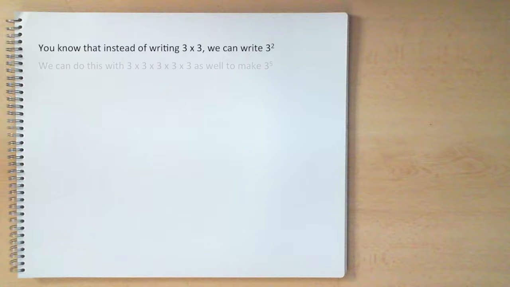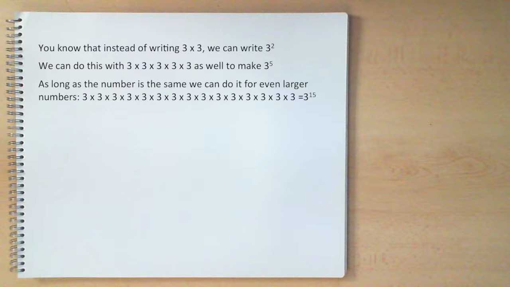We like to simplify things in maths as much as we possibly can. So, for example, instead of writing 3 times 3, we write 3 to the power of 2. We can do this with 3 times 3 times 3 times 3 times 3 as well to make 3 to the power of 5. As long as the number is the same, we can do this for even larger numbers. So I'm not going to say that number out loud, but actually we'd write it as 3 to the power of 15 because there are 15 3's there multiplied together.